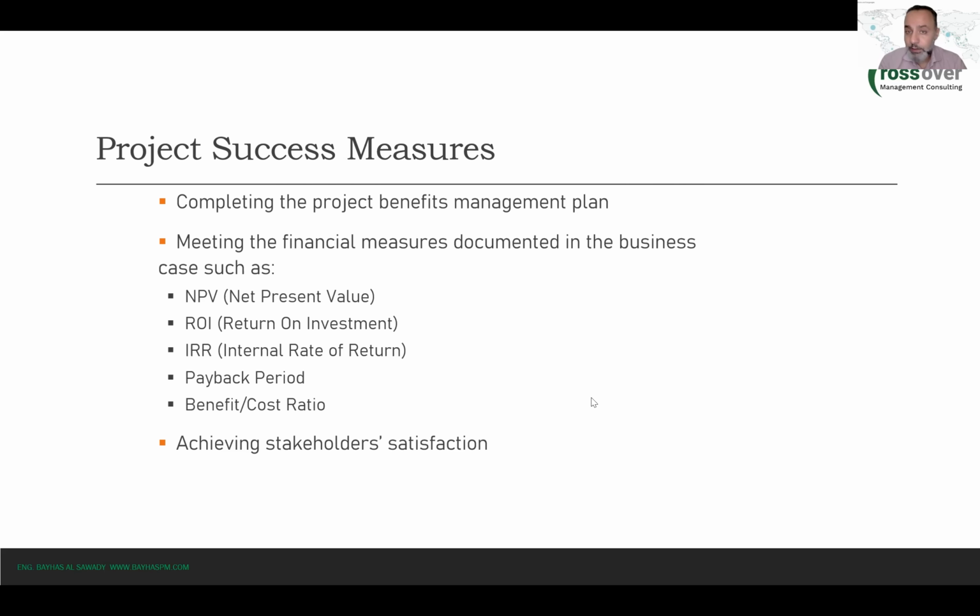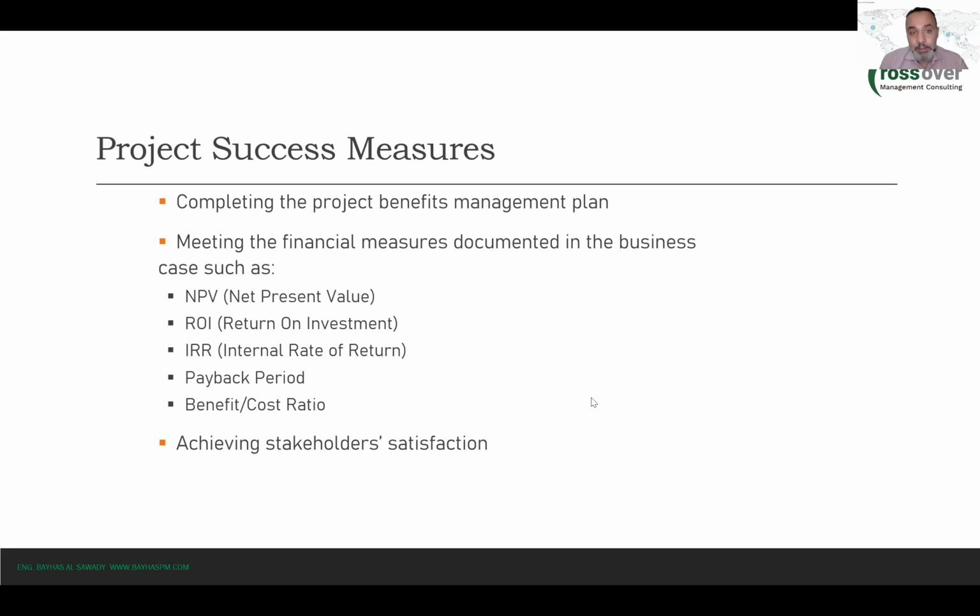Now, the modern practice of project management is to define project success right in the beginning, right in the project charter. Okay, but talking generally, again, the project is considered successful when it delivers the benefits, the targeted benefits.